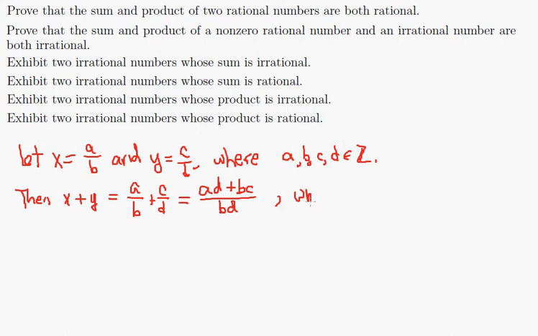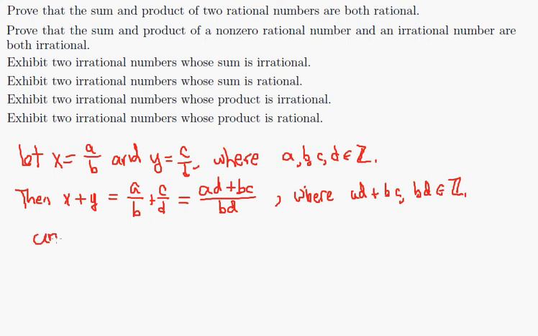And we observe that the numerator and the denominator are both integers. A and d are integers, so the product is an integer. B and c are integers, so the product is an integer. This product is an integer, this product is an integer, so the sum is an integer. Likewise, b times d is another product of integers, and so that product is an integer. And so therefore, x plus y is rational.